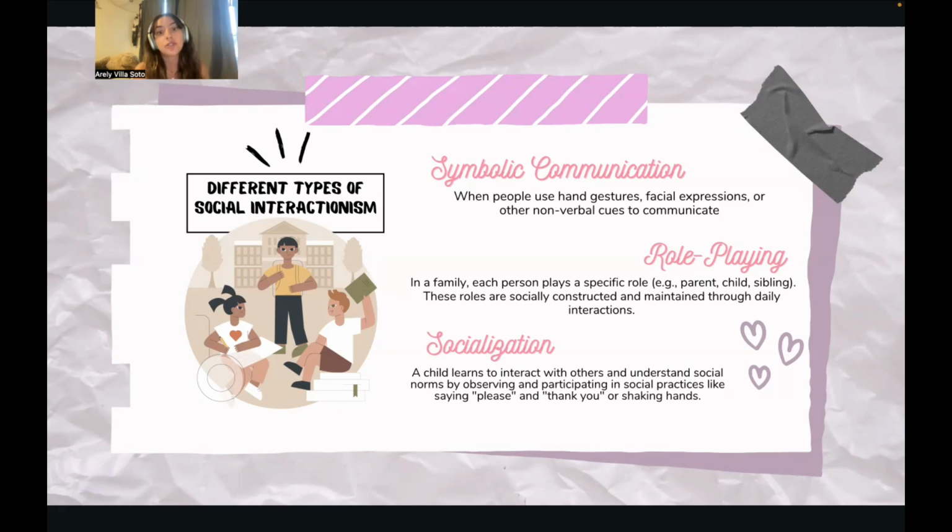And then socialization. A child learns to interact with others and understand social norms by observing and participating in social practices like saying please and thank you or shaking hands. For example, when my students have a question, whether they're asking for something or it's just a general question, I'll have them say please and thank you whenever I answer their questions, or I won't do the action that they're asking me to. Just little things like that, showing them the proper manners you use when you're socializing with people.